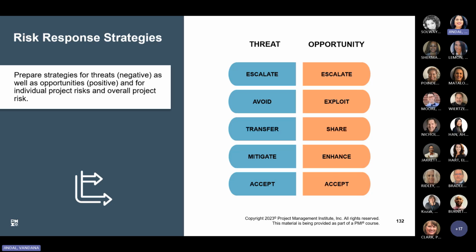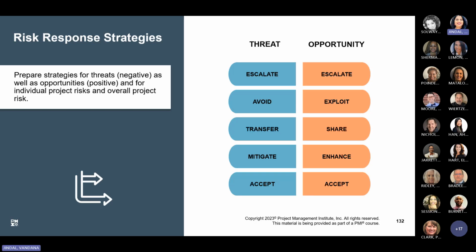And how you accept the risk is, let's say a small business is launching a new product and they recognize that there is a risk that their product may not sell as expected. So they decide to still accept that risk and move forward with that. So when there is an opportunity, how does one develop opportunity response strategies?